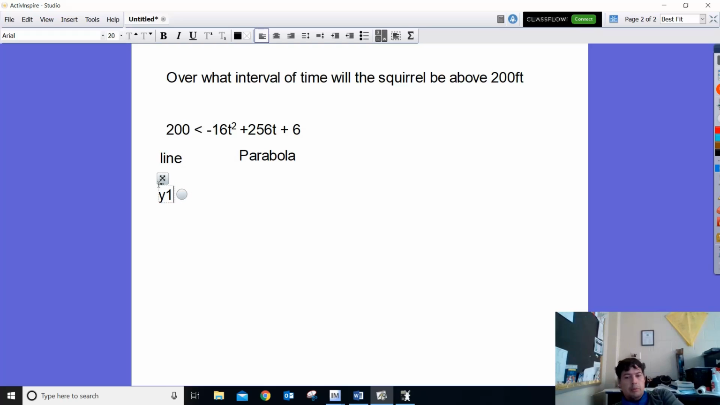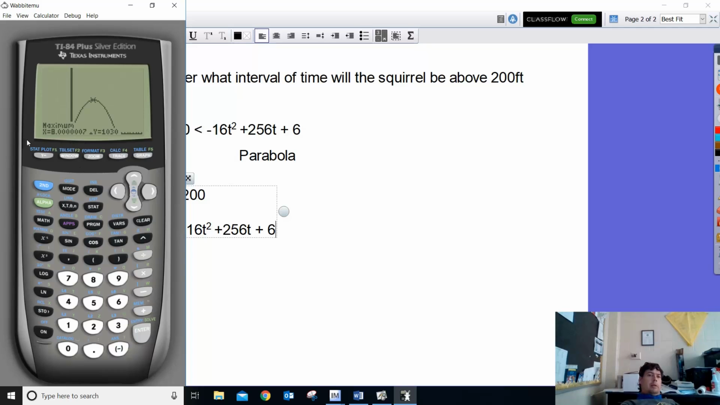We're going to put into y1 the 200. We're going to put into y2 the thing that's already in y2, negative 16t squared plus 256t plus 6, which you've already got in Y2, don't you? All right, so now going to Y1, putting in a 200, hitting graph.